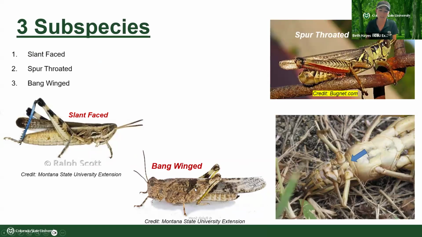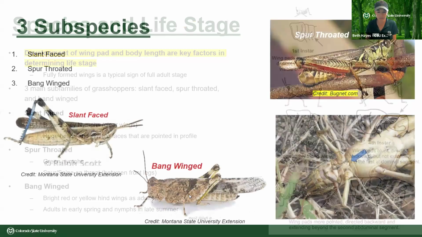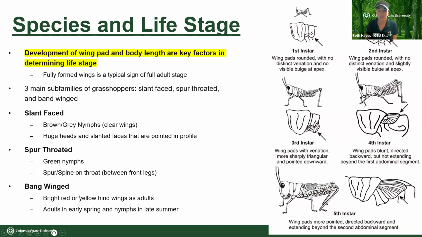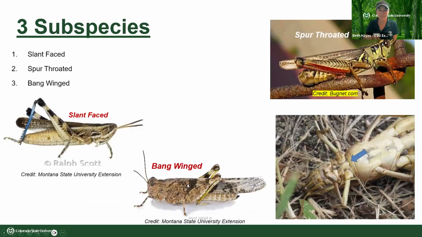And then banded-wing, they're one of the really big classes here in Colorado. They have bright red or yellow hind wings as adults. You see this guy has big yellow hind wings as an adult. They can be seen as adults in early spring because they can overwinter, and then nymphs in late summer, because those adults that overwintered are then laying eggs, and then you can have a later hatching cycle. So just know that you might see these guys in a slightly different hatching season than the other two, just because of the way they developed as a species. But knowing these three is huge in order to get funding from the state or from a local program that might be going on in your area.